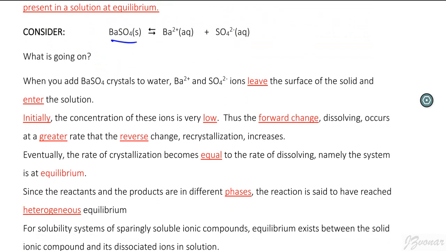So you'll notice that the reactants and products in this particular system are at different phases. And so therefore the reaction is said to have reached a heterogeneous equilibrium. The equilibria that we're studying now are heterogeneous, versus the ones that we've looked at so far, which have been homogeneous, where all of the reactants and products are in the same phase, meaning they're all gases or in an aqueous state. So for solubility systems of low soluble ionic compounds, equilibriums exist between the solid ionic compound and its dissociated ions within the solution.